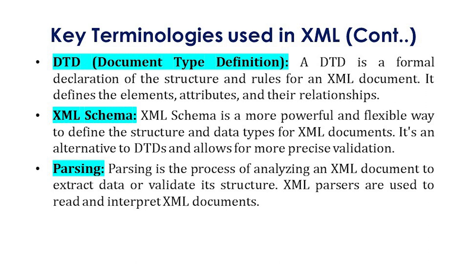XML schema. XML schema is a more powerful and flexible way to define the structure and data types of XML documents. It is an alternative to document type definition and allows for more precise validation. Another key terminology used in XML is parsing. Parsing is the process of analyzing an XML document to extract data or validate its structure. XML parsers are used to read and interpret XML documents.